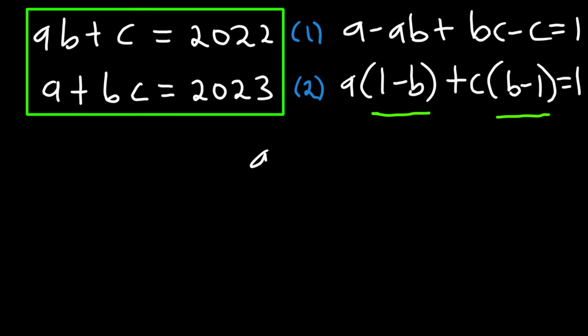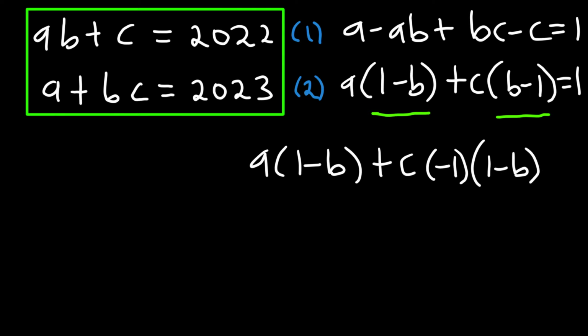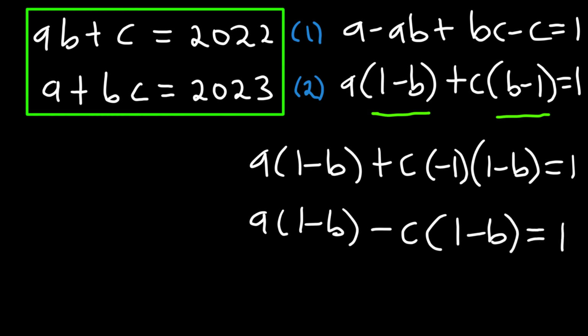So we shall have a into 1 minus b and then plus c. So now what we shall do, we shall pull out negative 1 and then we shall remain with 1 minus b equaling to 1. This will give us a into 1 minus b minus c into 1 minus b equaling to 1. And now at this point we can factor out 1 minus b. So we shall have 1 minus b into, for the first part we shall remain with a, and then for the second part we shall remain with c, and this will be equal to 1.